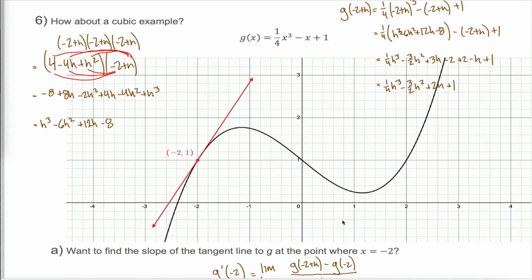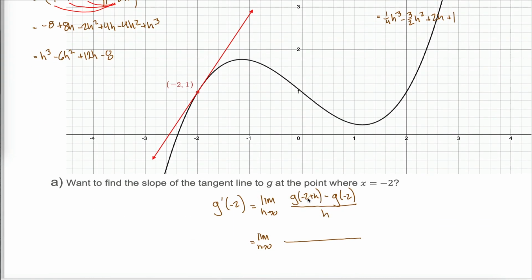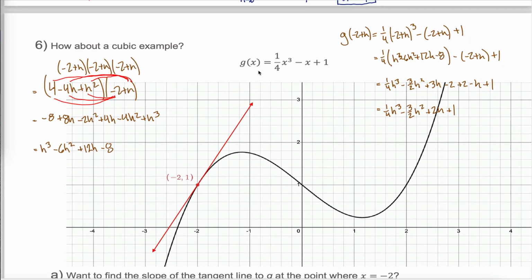out. But that's just one piece of my equation here, right? That's just g of negative 2 plus h. I also need to know g of negative 2. I need to know what comes out of this machine when I put negative 2 into it. Fortunately, that's going to be a little bit easier to calculate.